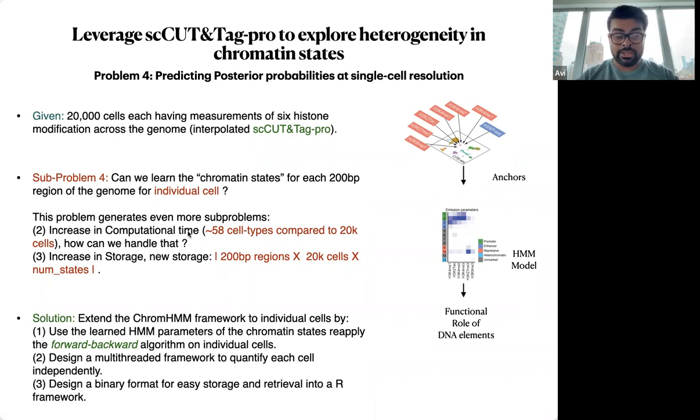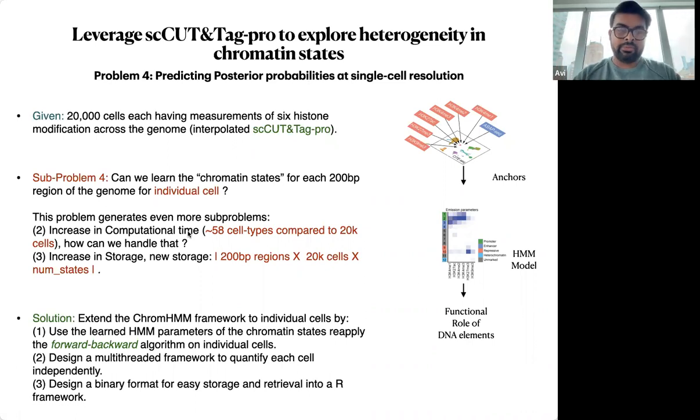It would be amazing if we could run ChromHMM on each and every individual cell, but this is challenging, especially because the data in each cell is sparse. Moreover, the computational and storage requirements can increase by orders of magnitude, because we basically have 50 cell types, but here we're talking about 20,000 cells, right?